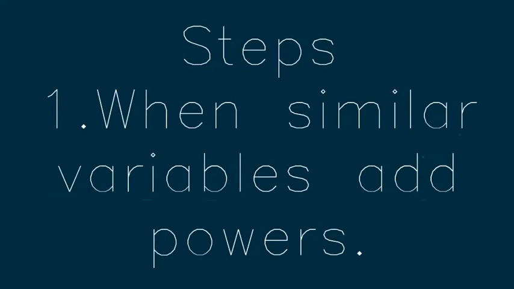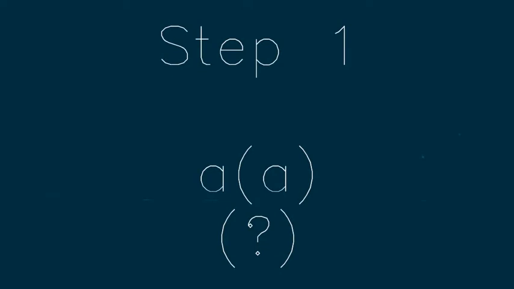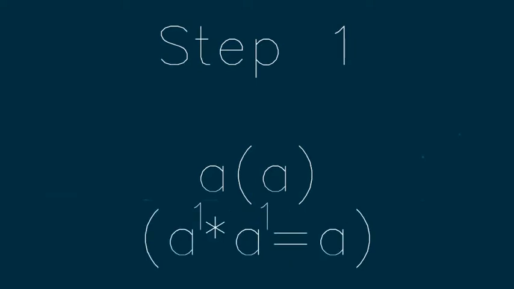Now, what are the steps that are going to be followed when we're multiplying in algebra? Step one is when there are similar variables, you add their powers. Let's look at an example. We have a multiplied with a. Again, if there is nothing between a and parentheses, there is basically multiplication going on. So what is a times a? A has the exponent 1 over here, and the other a also has the exponent 1 over here. So basically you have a squared. So a squared is going to be the answer.